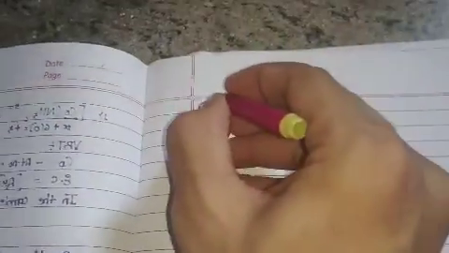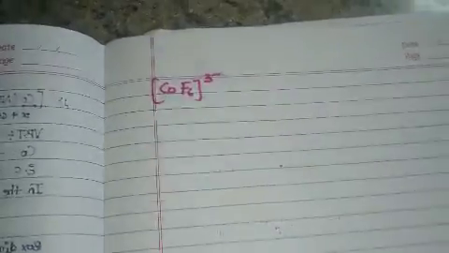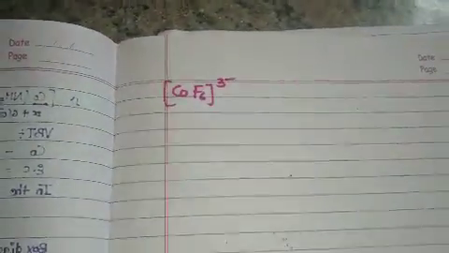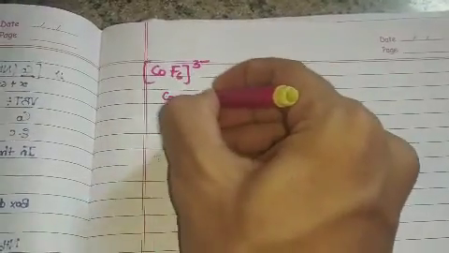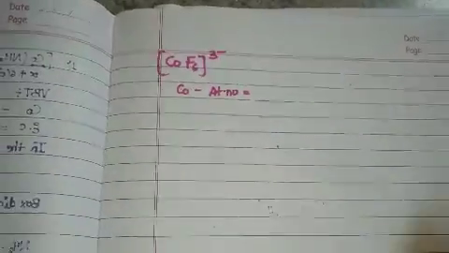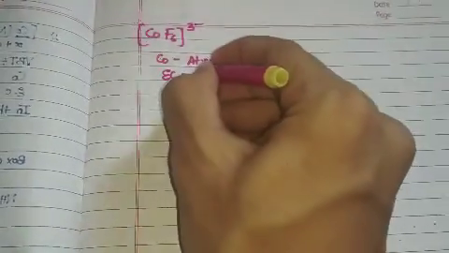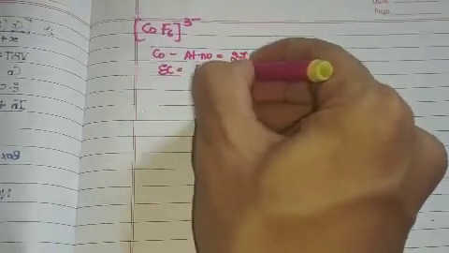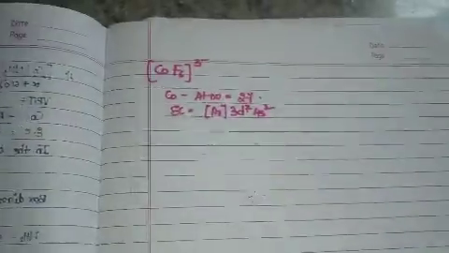Now the next example we are going to choose is that of your [CoF6]3-. Let's go with it now. Okay, of course, the first important thing, let us go with the cobalt atomic number. What is the atomic number of the cobalt? We know that is 27. So the electronic configuration of the element will be argon 3d7 4s2.